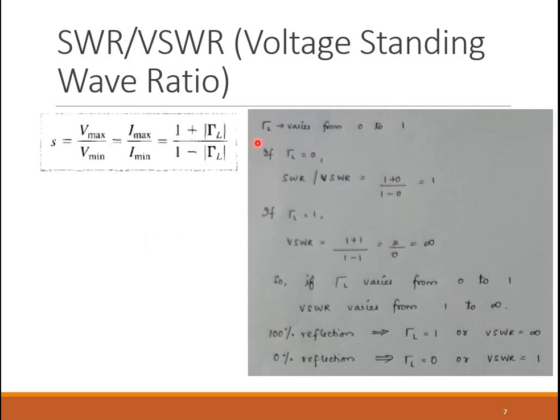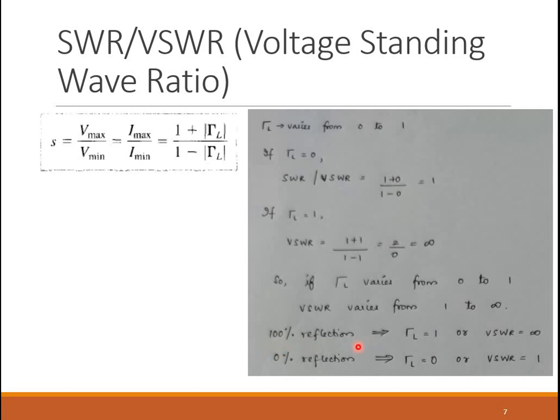Now what you need to understand is that normally the voltage reflection coefficient varies between 0 and 1. That is the range of variation of the voltage reflection coefficient. If the voltage reflection coefficient is 0, the voltage standing wave ratio becomes 1. If your voltage reflection coefficient is 1, that means there is 100% reflection, and the voltage standing wave ratio becomes infinity. So your voltage reflection coefficient can vary between 0 and 1, and accordingly, the voltage standing wave ratio can vary between 1 and infinity.